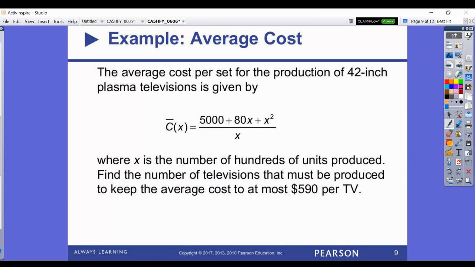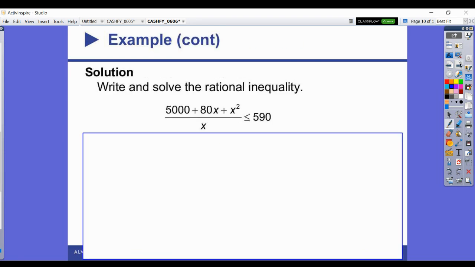So I'll show you a problem here real quick. Here's my cost problem again. And so number one step is I want to find the number of televisions that must be produced to keep an average cost at most $5.90 per TV. So I'm going to put my $5.90 over here and solve this equation. So here we go. I want to keep it at most $5.90, so that means less than or equal to.